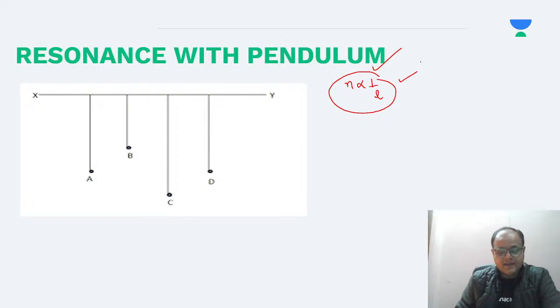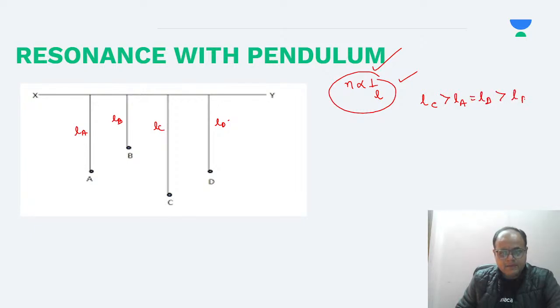If we are having two threads of the same length, then their natural frequencies will be exactly the same. That's the catch here. Now let us name these lengths. Let us call it LA, LB, LC, LD. Now if I write these lengths in a decreasing order, what should I write? I should write LC is greater than LA, which is equal to LD, which is greater than LB, right? Just make a note of this.